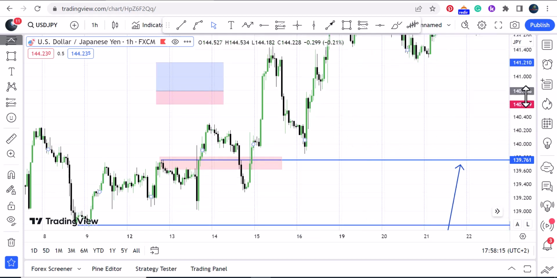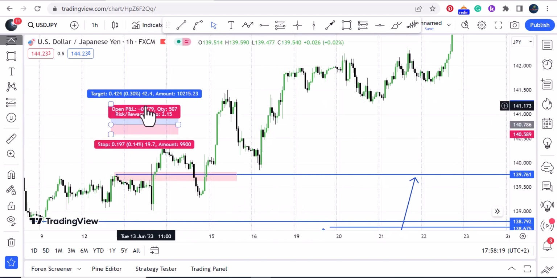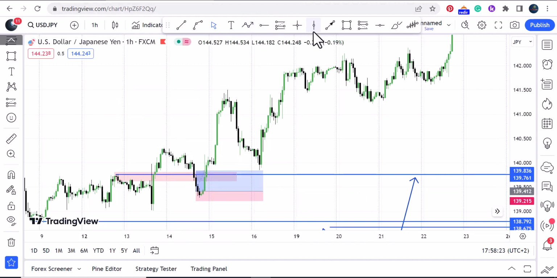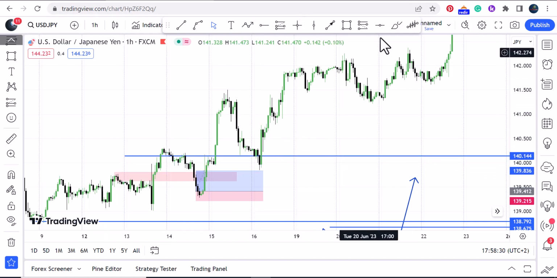So guys, this is what we are doing. Let's just look at a few examples. Then after that, we will go to the lower time frames and try to get these same trades using the other entry technique that I'm going to show you in this particular video.